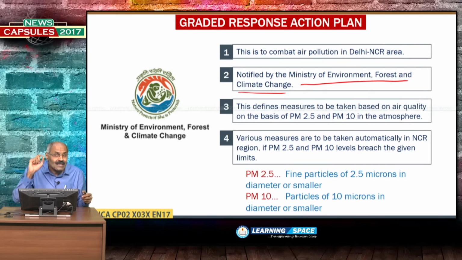So now these are notified by the Ministry of Environment, Forest and Climate Change, and when PM 2.5 or PM 10 exceeds a certain limit, the action is to be followed immediately. When this exceeds a certain limit, there is a certain action. If it exceeds something else, severe action. Like that, it is graded into 4 types of action plans depending on the severity of air pollution, right?